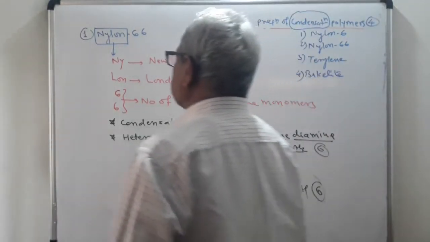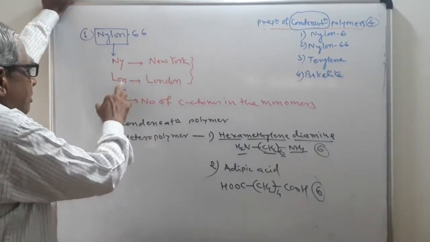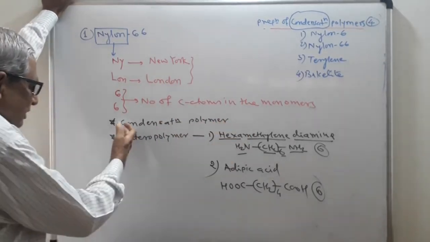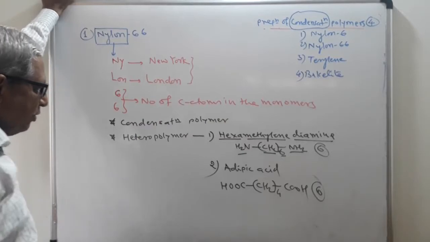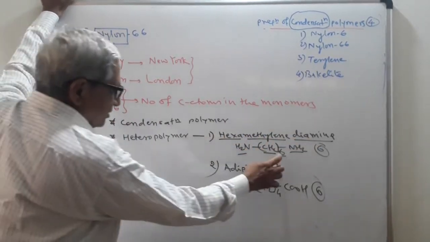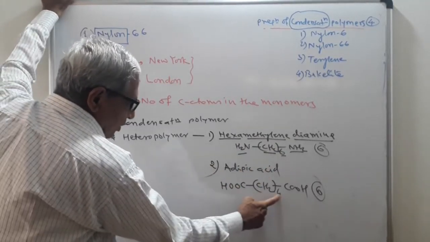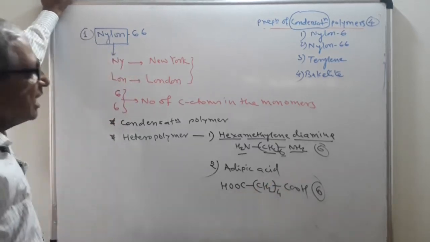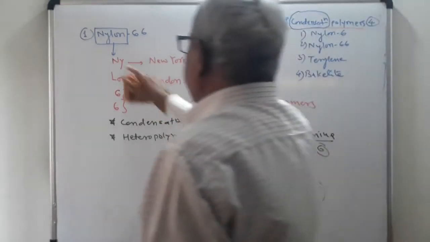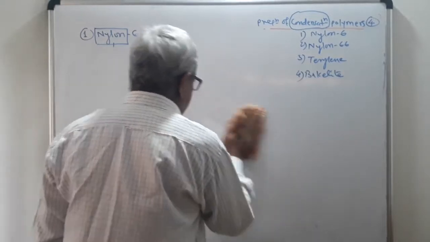Now see the question on nylon 6,6. NY, New York, LON, London. 6,6 indicates the number of carbon atoms in the monomer. It is a condensation polymer. It is a heteropolymer. Two monomers will be there. One is hexamethylene diamine. It contains 6 carbon atoms. Adipic acid contains again 6 carbon atoms. Count here 1 plus 4, 5 plus 1, 6 carbon atoms are there, and therefore it is the question here, nylon 66. Now I will set the question on the preparation or synthesis of nylon 66.